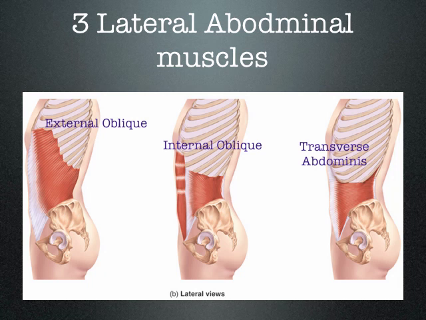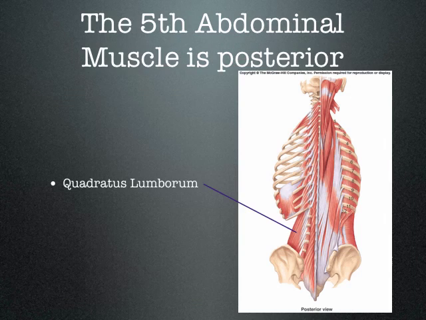Now, we've spoken of the 4 major abdominal muscles. There is a 5th one in your list that's always considered as an abdominal muscle, basically because it runs between your ribs and your hips. But it runs way around here in the back, so you don't see it in any of these pictures we've done. You see it right here, right?